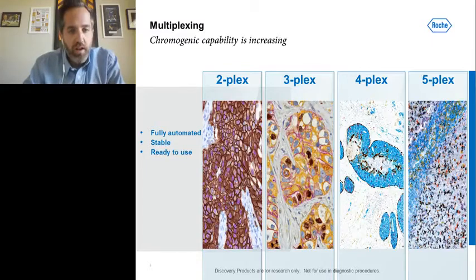So with chromogenic multiplexing, which is the area we're going to focus on primarily, it's really expanded over the past 2 to 3 years with the introduction of these new chromogens and the expansion of the automation that we can offer within Roche Tissue Diagnostics. So at the moment, we're seeing 5, 6 different markers on the same slide. And here we've just got a few examples of what we can offer in terms of fully automated and ready to use multiplexing detection.